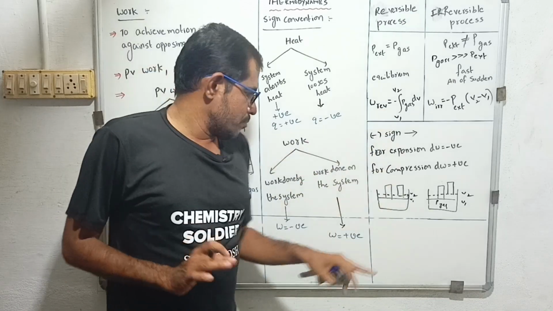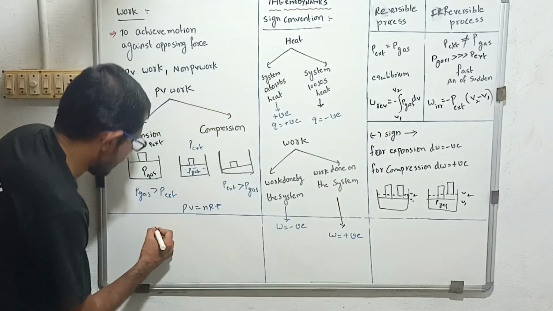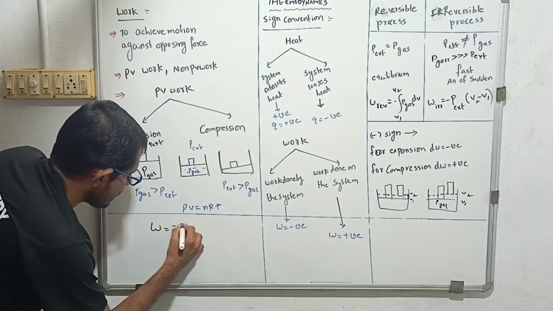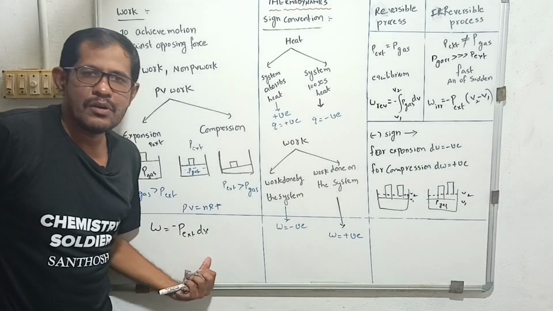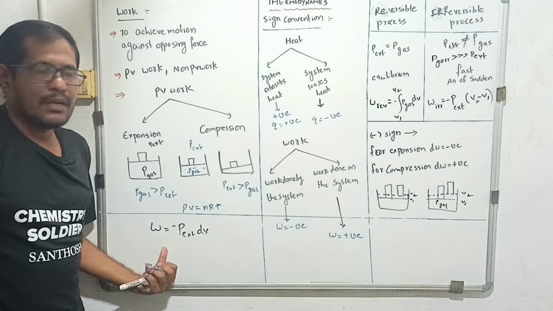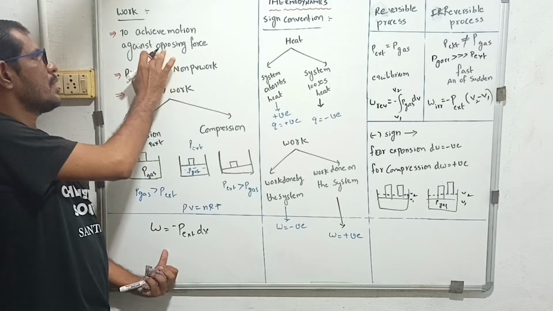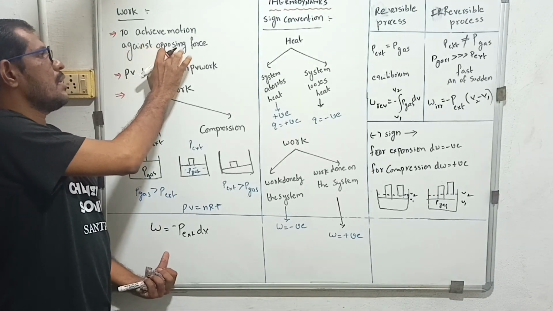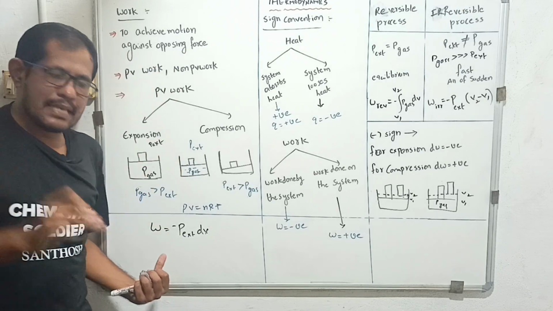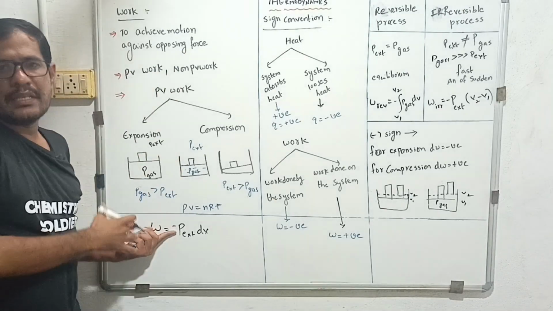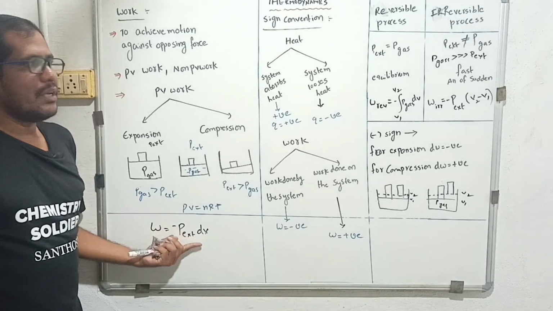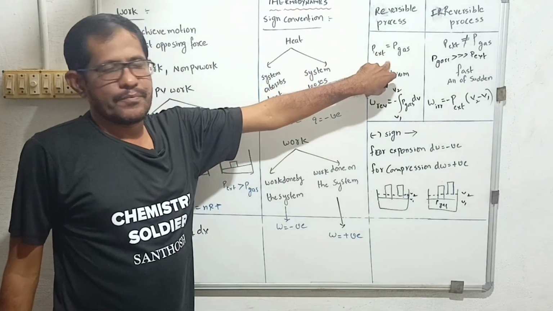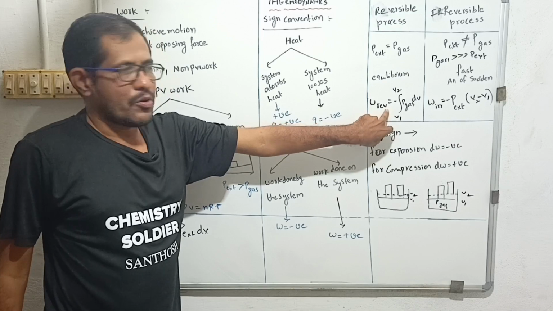So as we know, work is equal to minus P external into dV. Why is the minus coming here? In the definition itself we mention that the motion is happening against an opposite force, so that's why we mention the negative sign. W equals minus P external into dV. Now I am coming to the reversible process. First I will derive the reversible process.